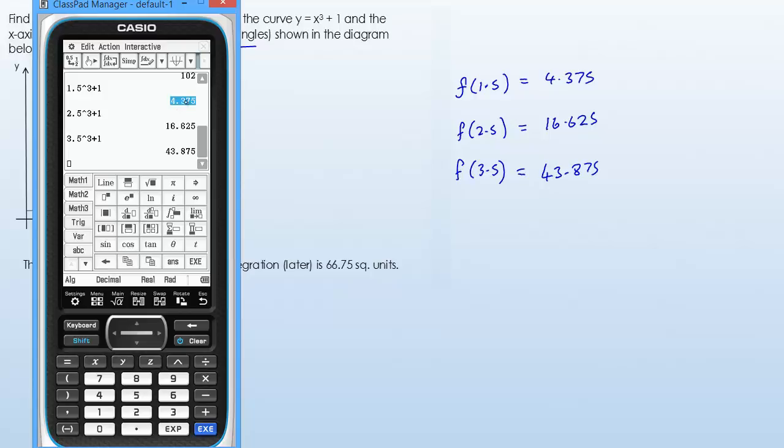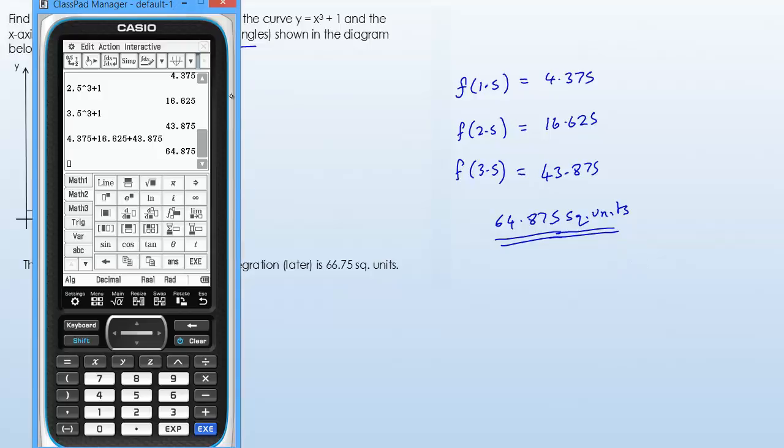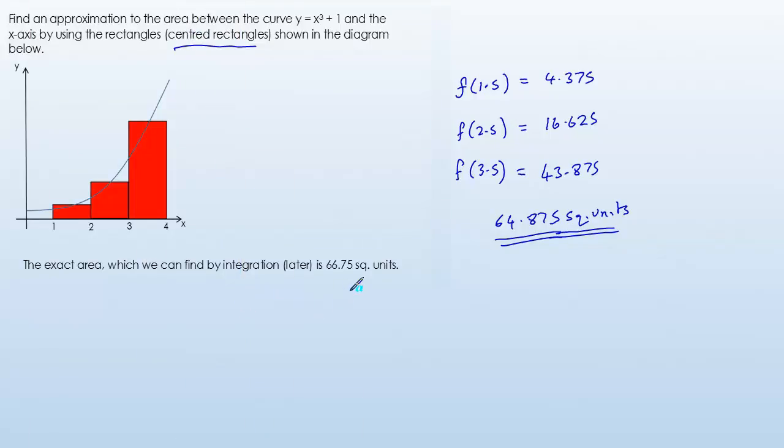And so we want to just add those up, because remember all the widths were 1. And that gives us 64.875. We should always state square units. And the true area, which can be found by integration, and we're going to come on to that slightly later, is 66.75 square units. So we had the 39 with the left rectangles, we had the 102 with the right ones, and the center ones gave us 64.875.